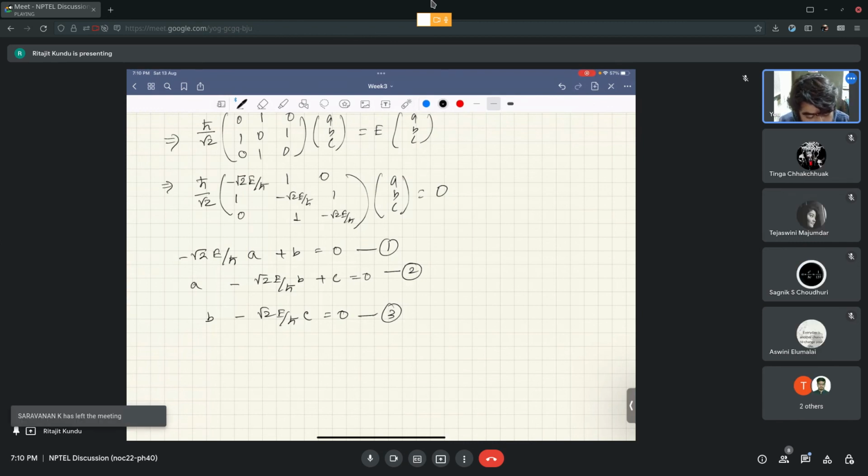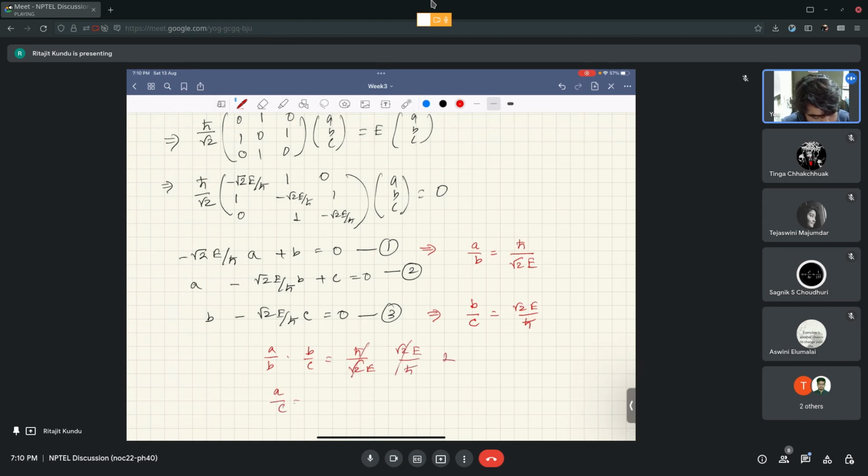From 1 we see that a by b is given by h bar over square root 2 E. From 3 we see that b by c is given by square root 2 E by h bar. So I know the ratio between a and b, and b and c. How do I get the ratio between a and c? I'll just multiply these two equations. a by b times b by c is h bar over square root 2 E times square root 2 E by h bar. These things cancel and give you 1. So a by c is 1.